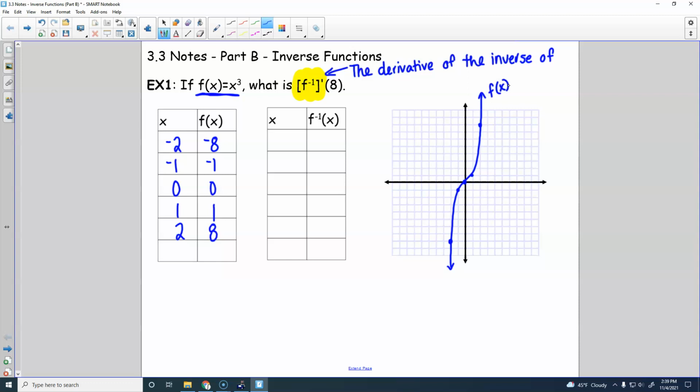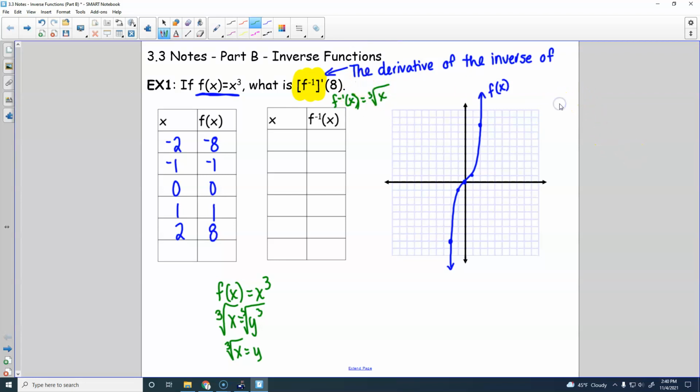Okay, so if I want to graph f inverse of x, I'm going to use green for that. This is a really easy one to find f inverse of x for, right? So x would equal y cubed. I would cube root both sides, so I'd get the cube root of x is y. So f inverse of x is the cube root of x.